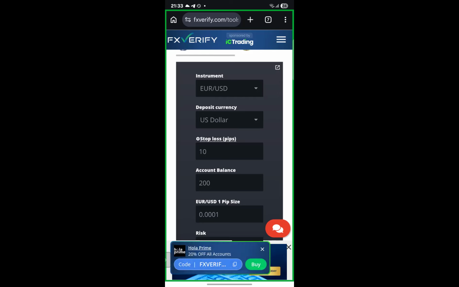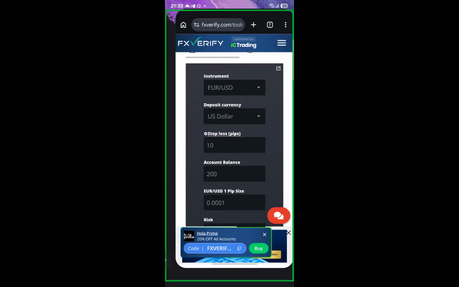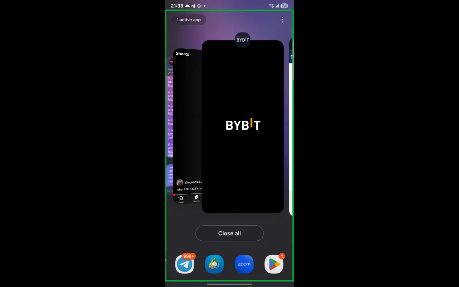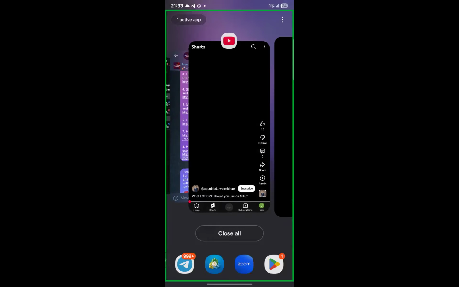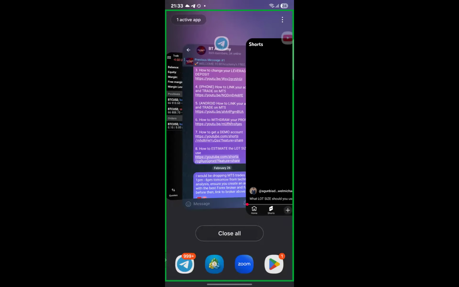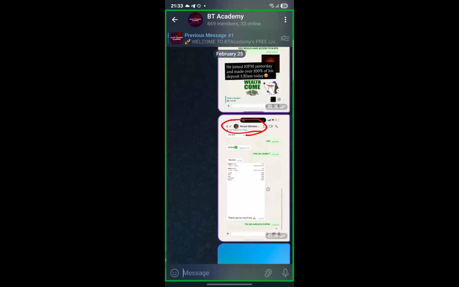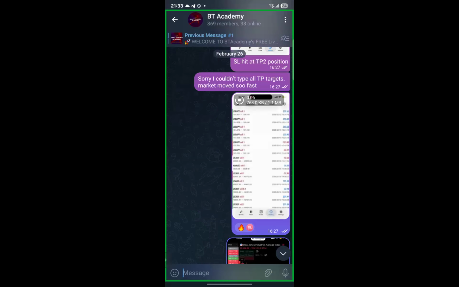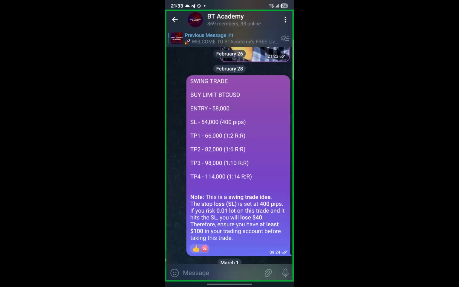You don't need to stress yourself with calculating that, because when I drop signals for you, I'll usually drop the amount of pips for the stop loss. Look at this BTC trade. Can you see this bracket and 400 pips? This bracket and 400 pips means the stop loss is 400 pips.